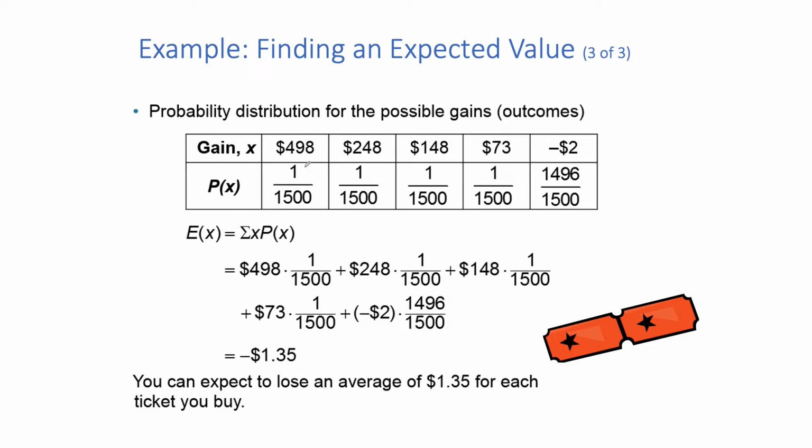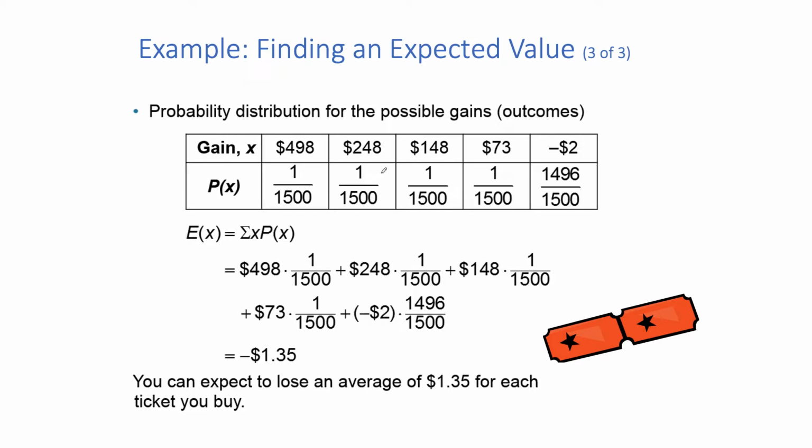So the probability that I make a $498 profit is the probability that I end up with the ticket which wins me the $500 prize. There's one of those out of the 1500 that are sold. So the probability that I make a profit of $498 here is 1 over 1500, right? There's only one ticket which will get me $500. I subtract the $2 that I paid for the ticket, so my gain is $498. So the probability that I end up with this ticket is 1 over 1500.